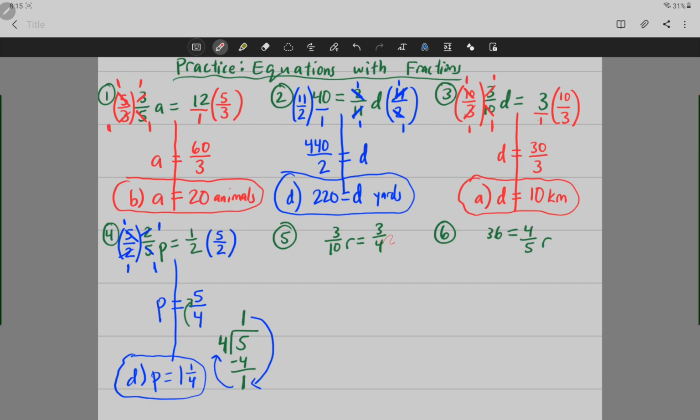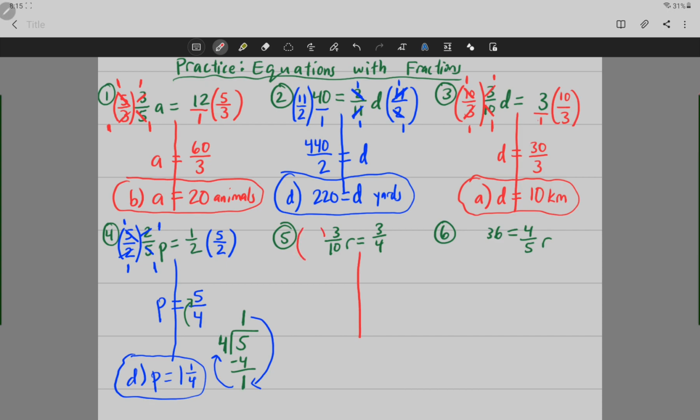So same first step, equal sign, let's draw a line. Again, to separate the term on the left side of the equation, which is a 3/10 R, from the term on the right side, which is 3/4. Next, what operation do we see? We see division. It says 3 over 10, or 3 divided by 10. So we're looking at division.